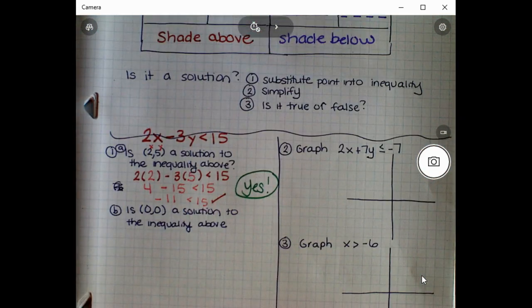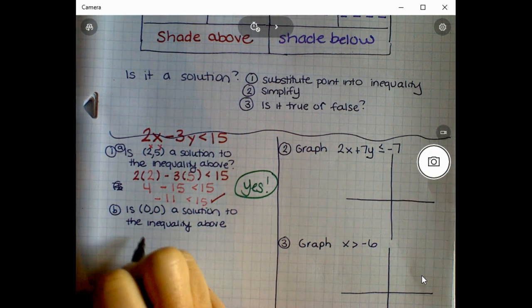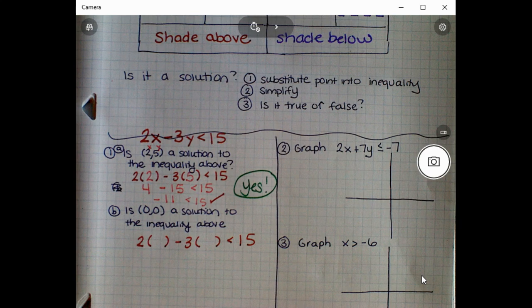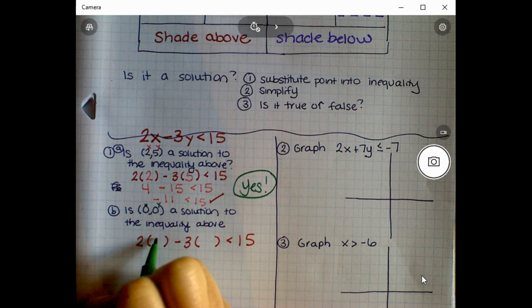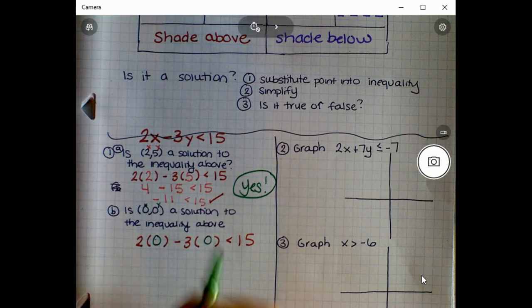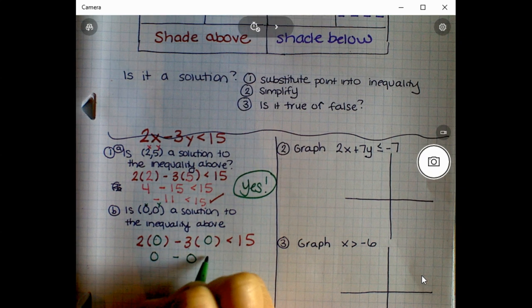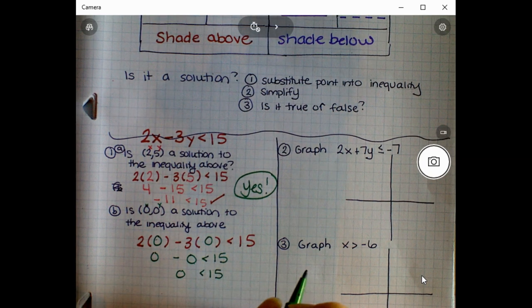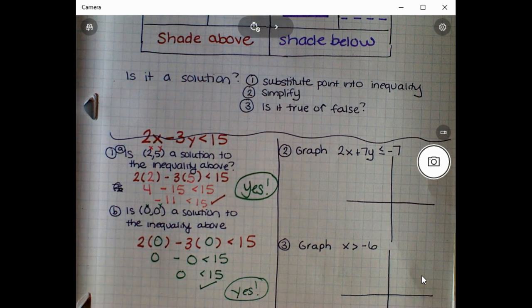All right, let's do that one more time. Is (0, 0) a solution to this inequality? So 2 times x minus 3 times y is less than 15. We have our x and we have our y. Substituting in, 2 times 0 is 0. 3 times 0 is 0. 0 minus 0 is 0. Is 0 less than 15? Yes. So yes, this is also a solution to the inequality.